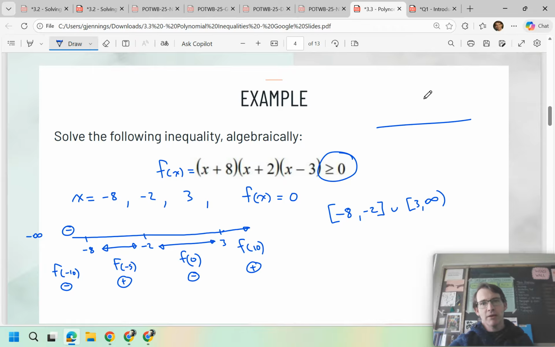So graphing, I would do this by saying, well, I know that this thing crosses at 3, at -2, and at -8, and its end behavior is such that it would look like this.